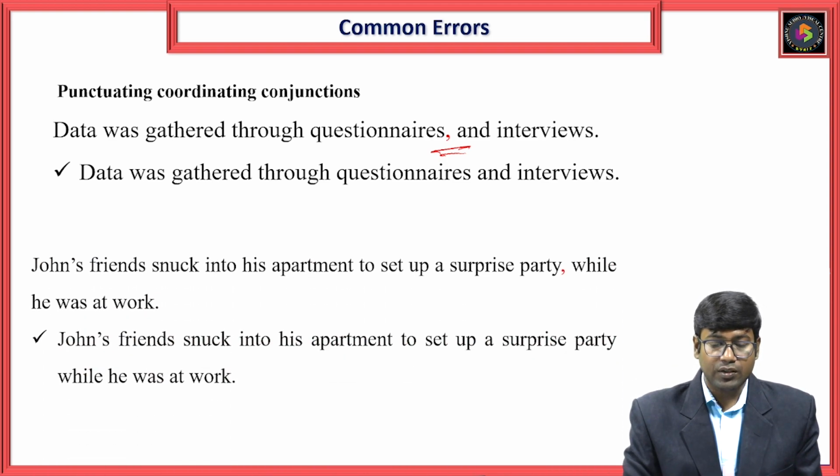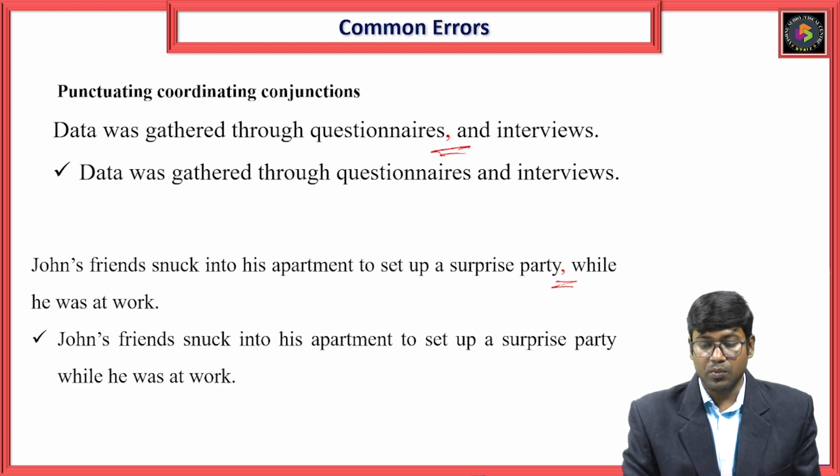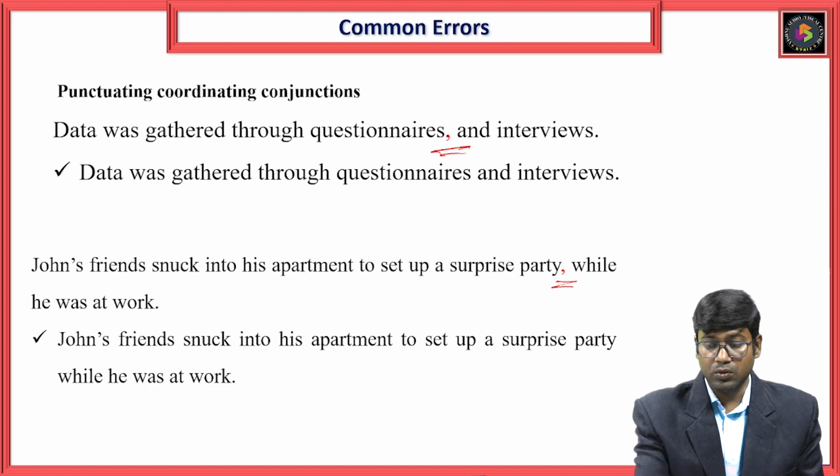Another example: John's friend snuck into his apartment to set up a surprise party, comma, while he was at work. Again there is a comma before 'while'. This is another pattern of mistake. It should be: John's friend snuck into his apartment to set up a surprise party while he was at work. You can understand that this is a common mistake that students make.